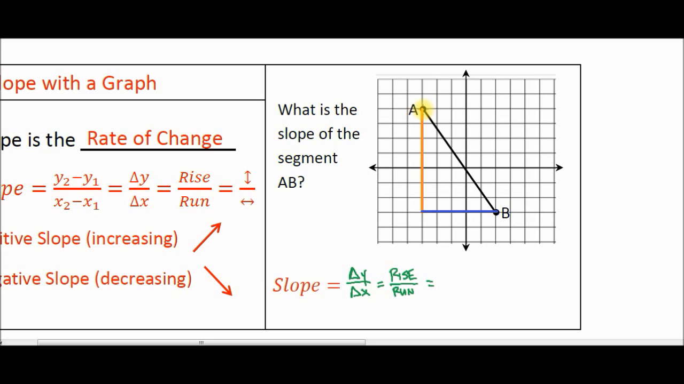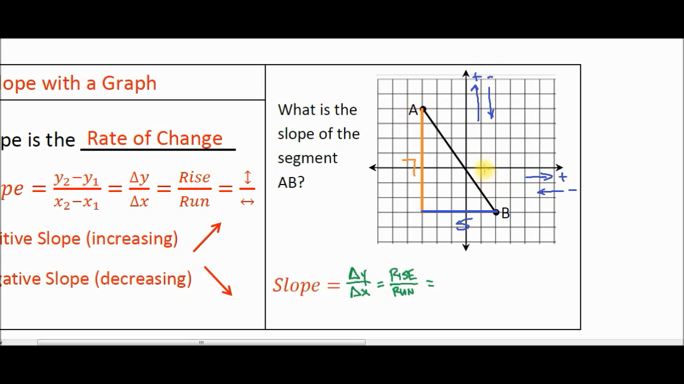Let's find out what this distance is. 1, 2, 3, 4, 5, 6, 7. And this distance is 1, 2, 3, 4, 5. Alright, so from A to B, we went 7 units down and 5 units to the right. Now remember, on the x-axis, this direction is positive, this direction is negative, and on the y-axis, this direction is positive and this direction is negative.